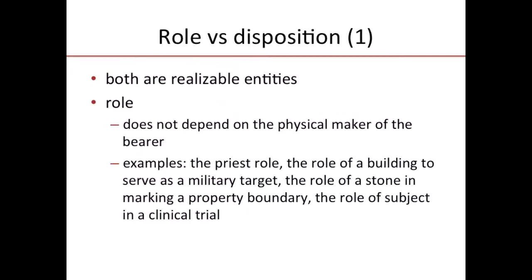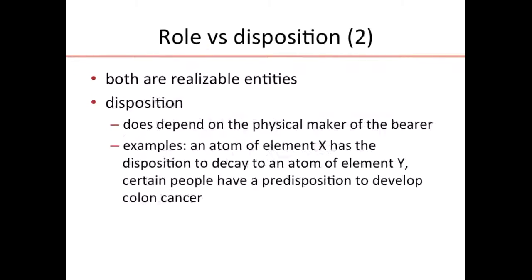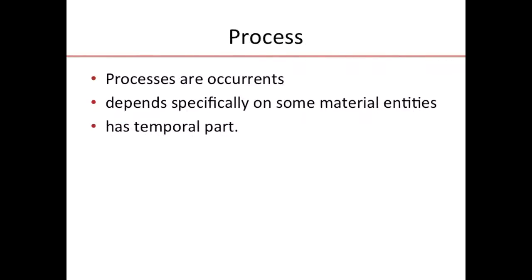Okay. Yeah, so dispositions have to do with the physical makeup. The glass breaks if you drop it because of how it is physically built. Some patients become colon cancer patients because of how their nature is. It's part of their organism that they have that predisposition. Okay. Processes are occurrences. We don't need to care about any other types of occurrence. We only talk about processes. When you go into your lab exercise now, I hope.